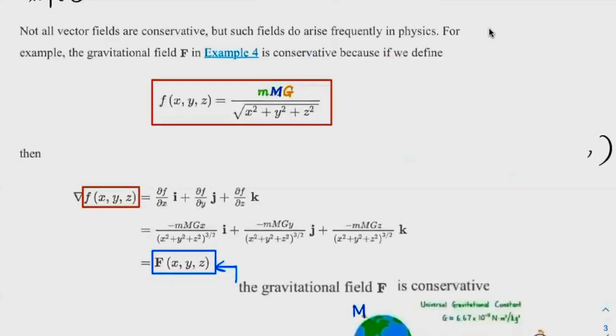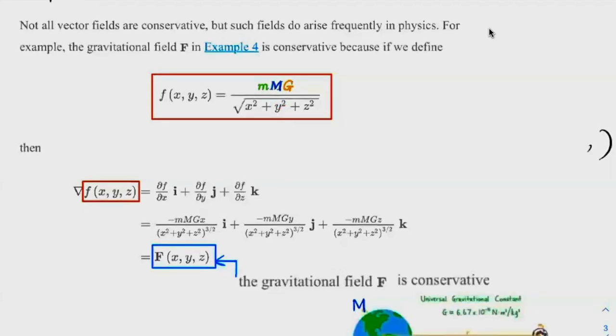Not all vector fields are conservative, but in physics the conservative vector field comes up a lot. For example, the gravitational field is actually a conservative vector field. I put it in here just for your information.